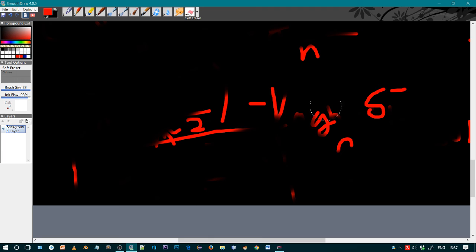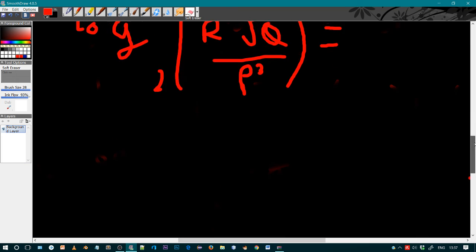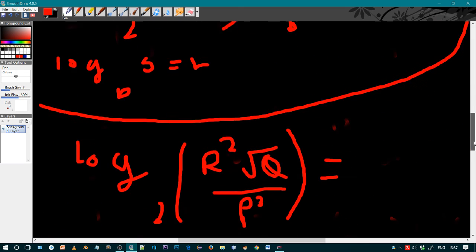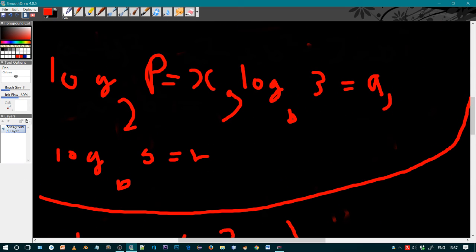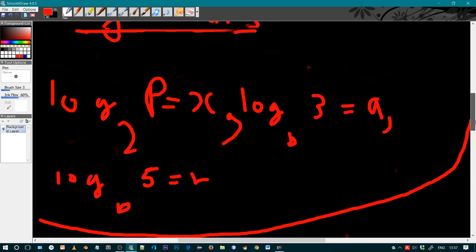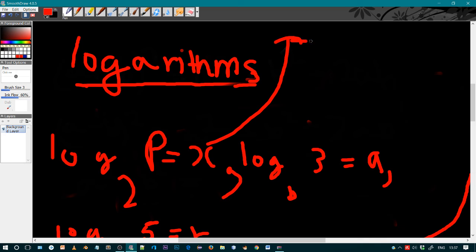Okay, so can you notice one thing here? Sorry, I'm just gonna erase this real quick. Can you see that we can develop a relationship between r and these logarithms? Yes, we can. So if log base 2 of p is equal to x, then can we write it as 2 to the power x is p? We can write it as this, right?